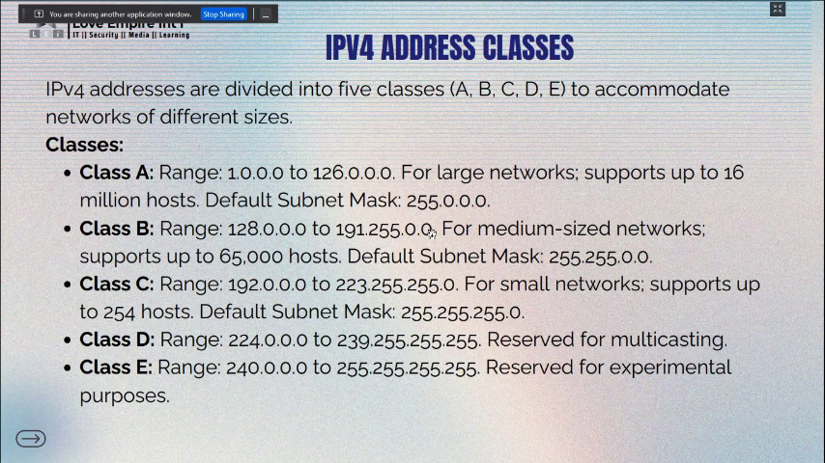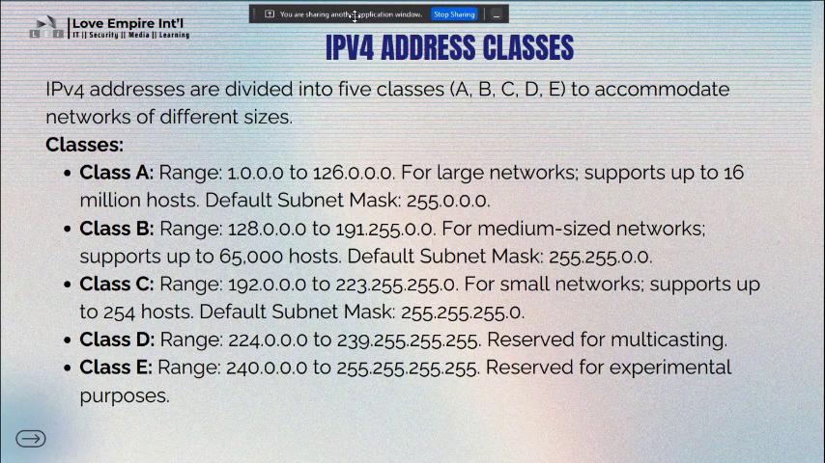Okay, so let's look at some IP version 4 address classes. IP version 4 addresses are divided into 5 classes. We have A, B, C, D, E. This division is just to accommodate networks of different sizes. So the class that you are using will depend on the size of your network.